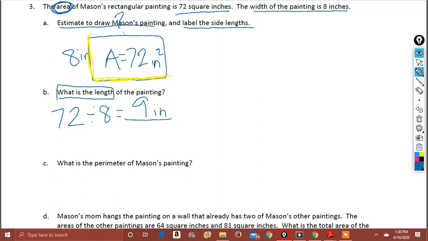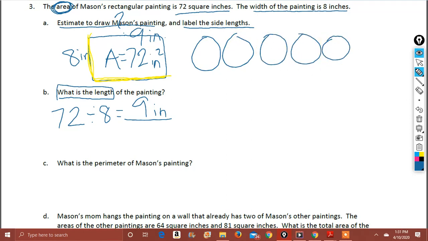So I can go ahead and come up here, and I'll label that. If you didn't know 72 divided by 8 in your head, you can always go through and draw 8 circles and then put 1 dot in each circle until you get to 72, and then the number of dots that are in each circle will tell you your answer, which will be 9 inches.